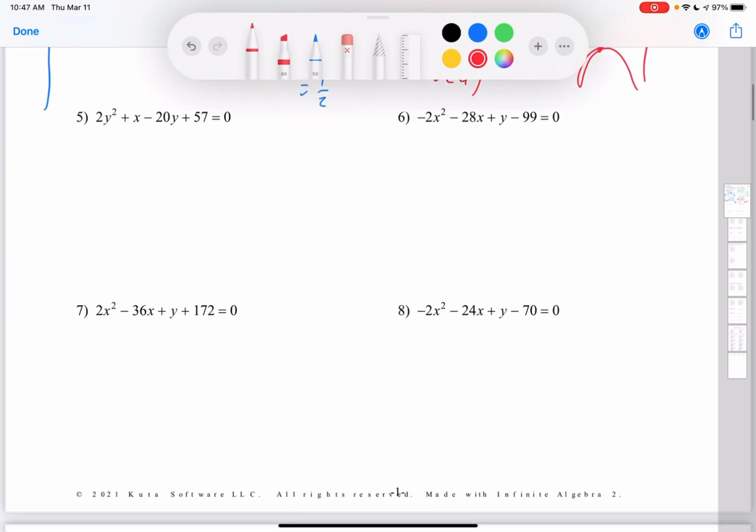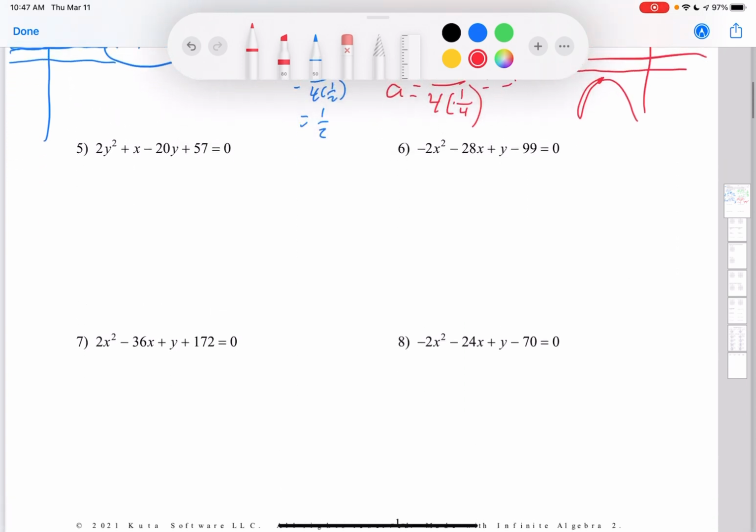Number 5. Okay, so first step we want to do when we're doing parabolas is we want to solve it for our single variable. So we're going to solve it for x. So this is actually going to be an x equals.